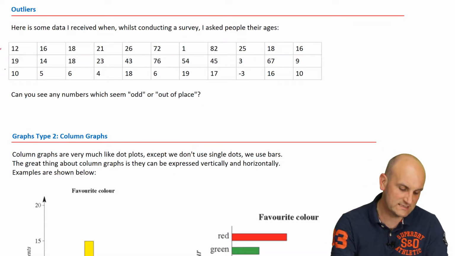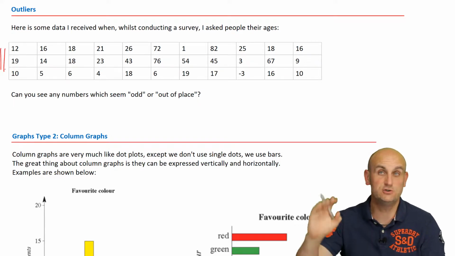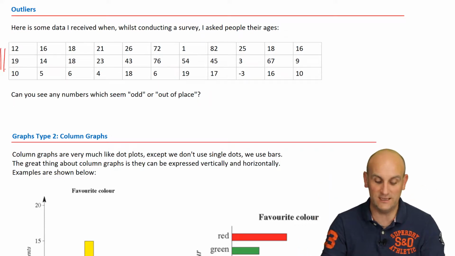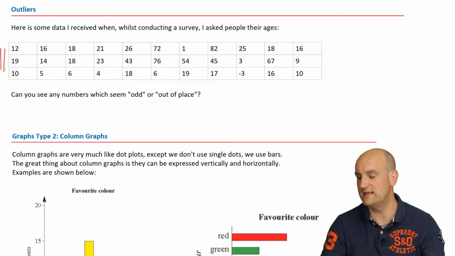Now, again, here is some more data just to show again that sometimes our data is just drawn in loads and loads of numbers. Can you spot the outlier? Can you spot a number that seems out of place? I'll give you 10 seconds.